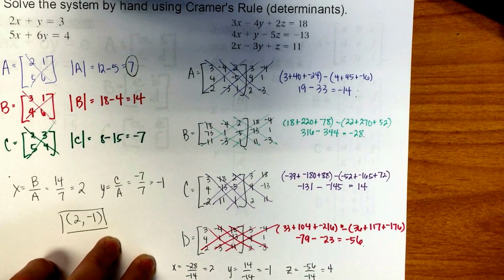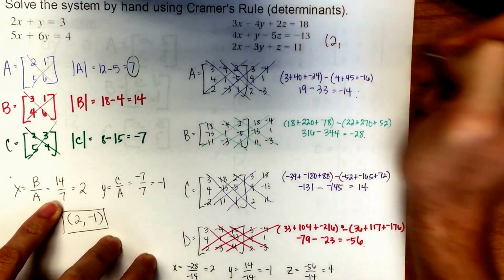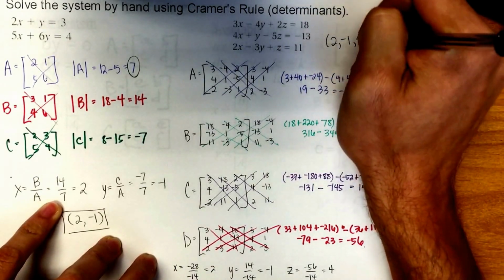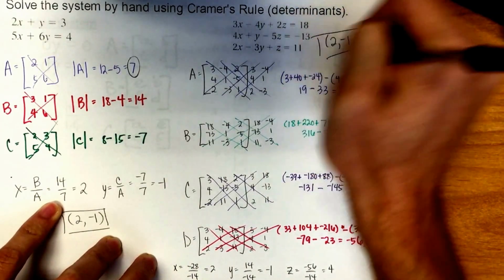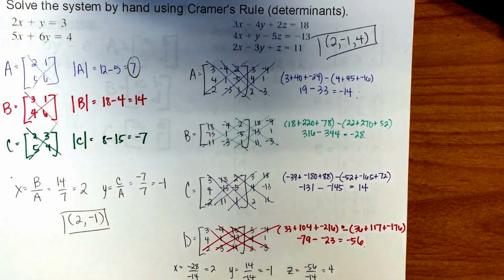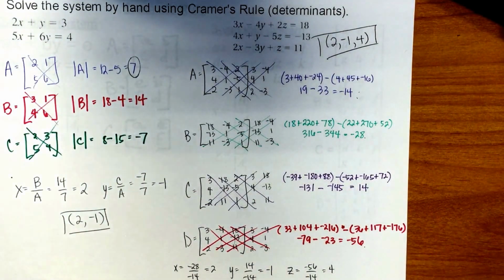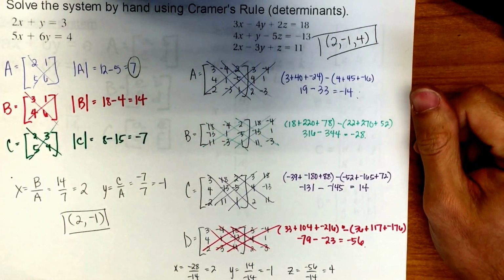Once I have those values, I write the answer as a coordinate point. So my ordered triple is 2, negative 1, and 4. And there's your final answer. That is how you're going to solve a 3x3 system using determinants, which is called Cramer's rule.